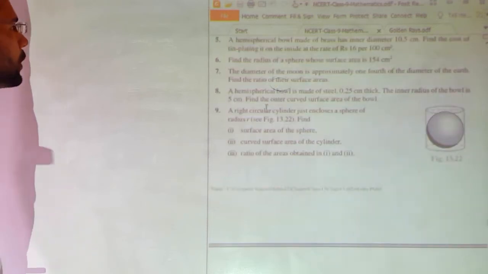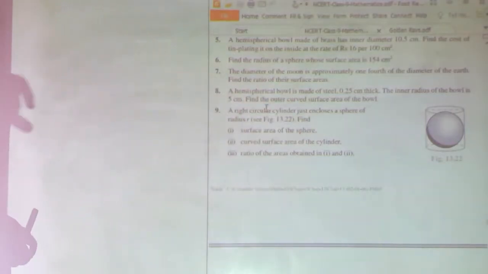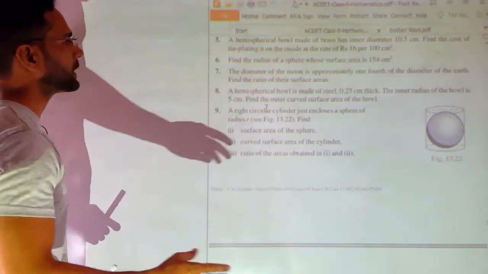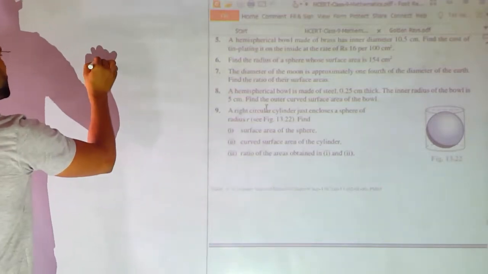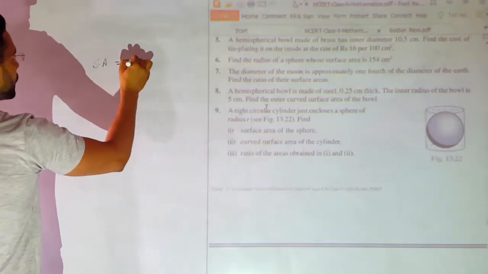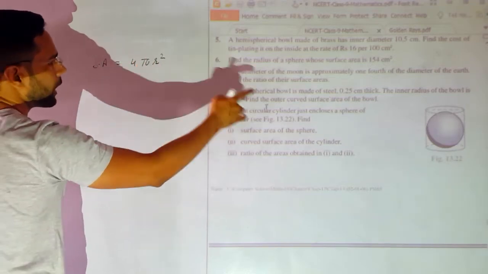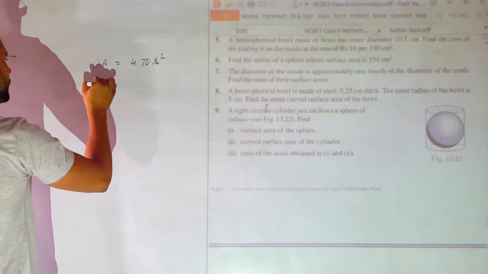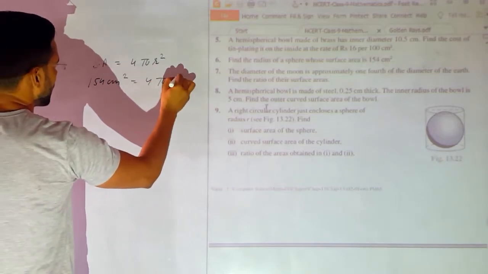Question number 6. Find the radius of a sphere whose surface area is given as 154. The surface area of a sphere is 4 pi r square. Given 154 centimeter square equals 4 pi r square.